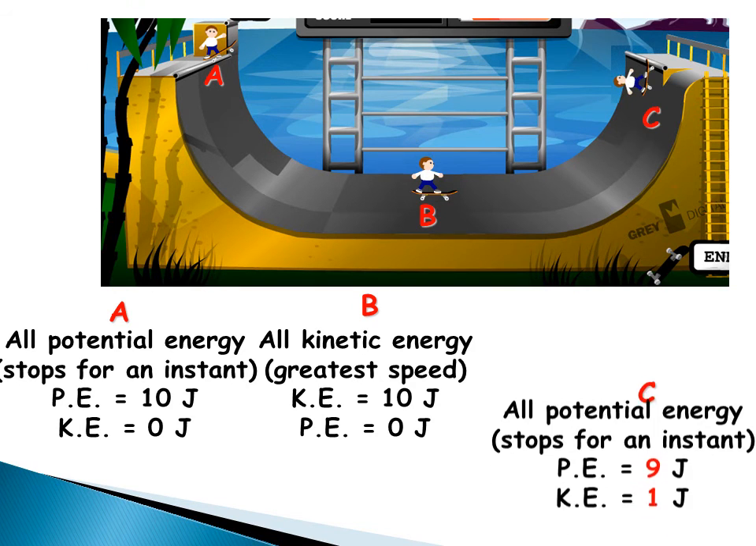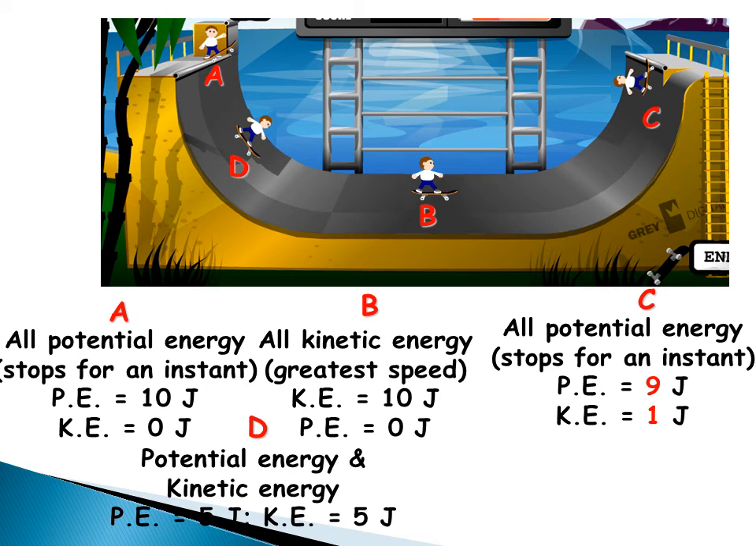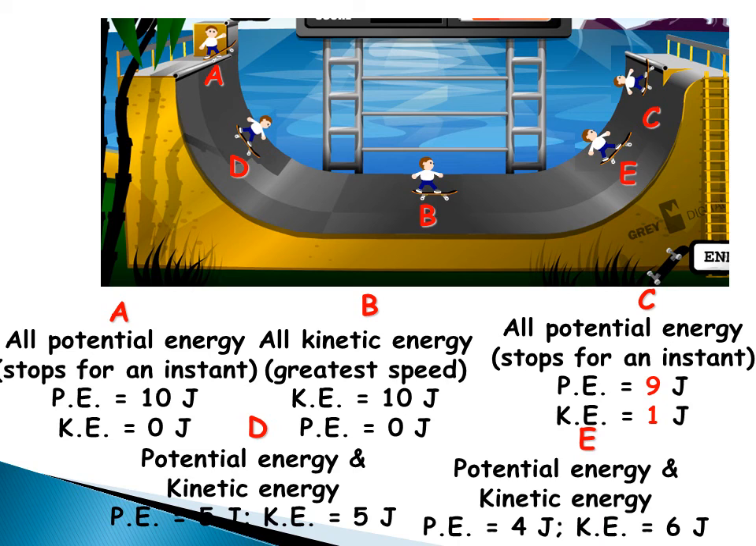He gets up there almost to the top. So not quite to the top, but almost. So let's say he has 9 potential and 1 kinetic now. Goes back down to the bottom, up to the top. So now he's at point D. So he's halfway exactly. So he has 5 potential and 5 kinetic. Now he's at the other side, and so he's almost halfway. He's got 4 potential and 6 kinetic.